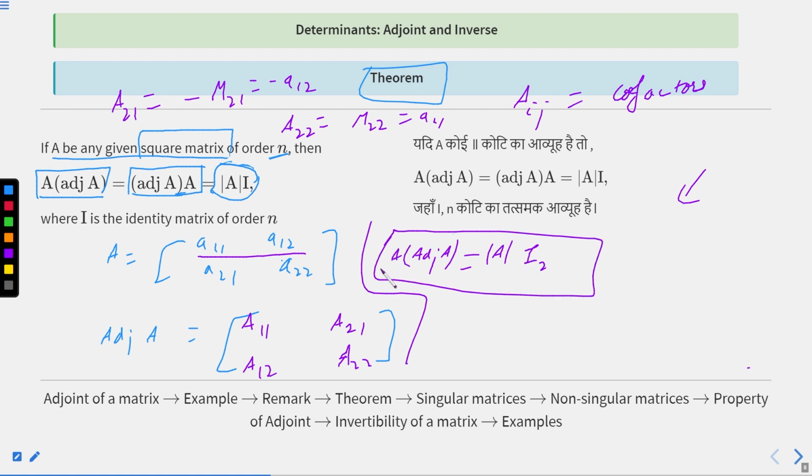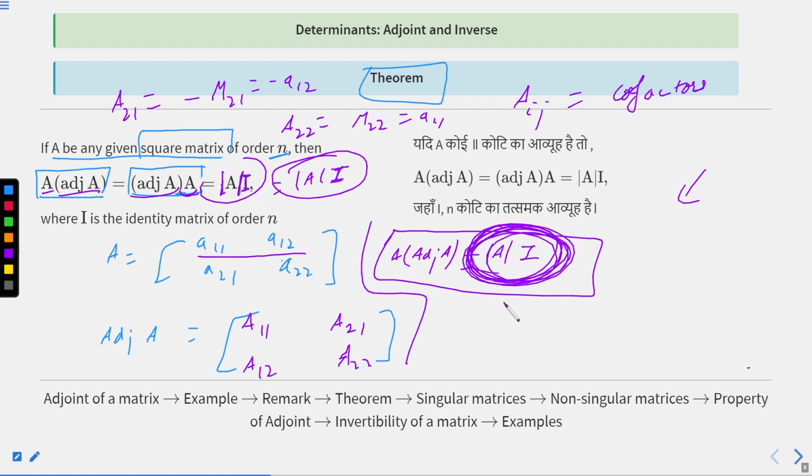As you just verified using a 2 cross 2 matrix, adjoint A multiplied with A is the same as A multiplied with adjoint of A. You will always have determinant of A multiplied with I. Sorry, you cannot eliminate I. You must write it in this form: determinant A multiplied with the I matrix. So you will always have this result.